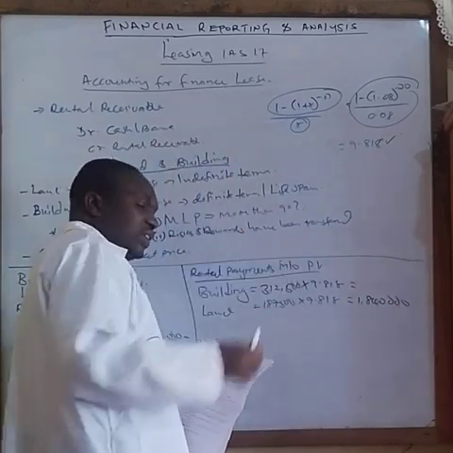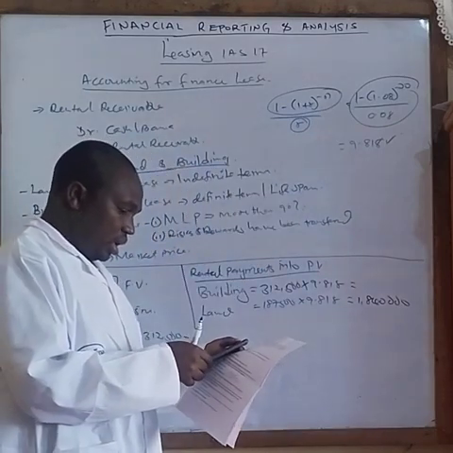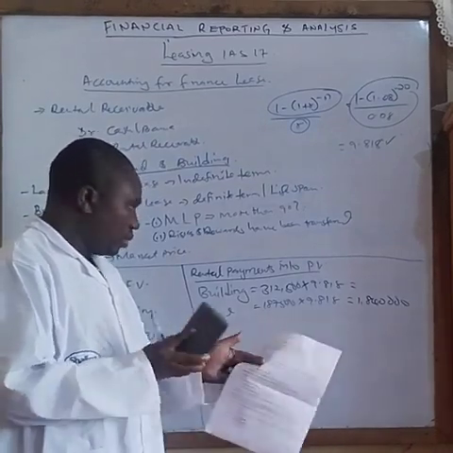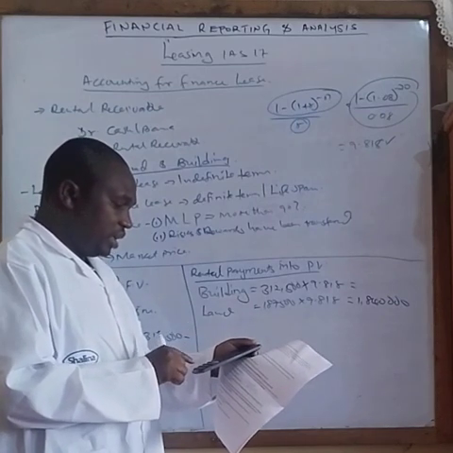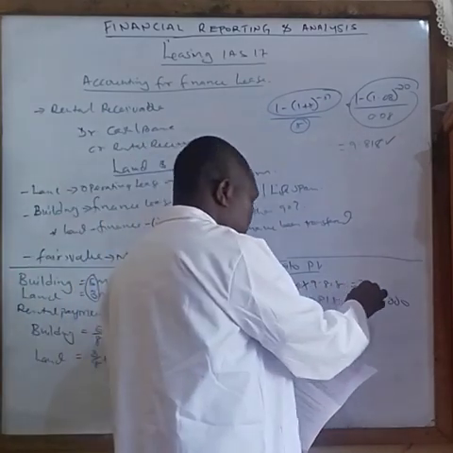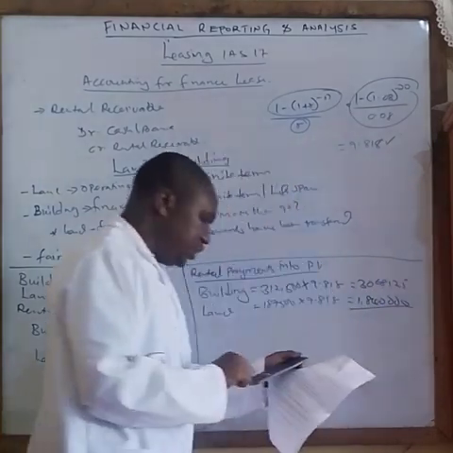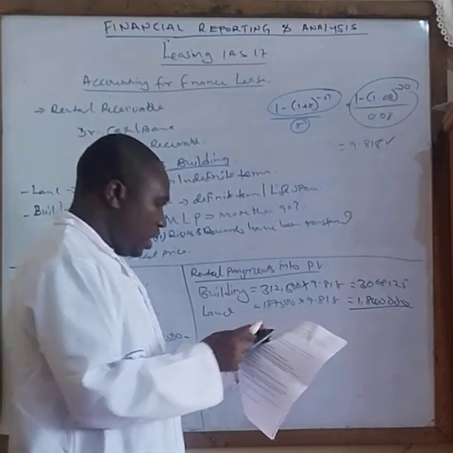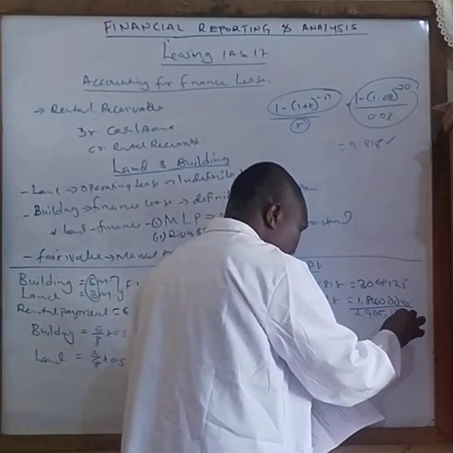Then the building will be the difference now. The building will be 312,500 multiplied by 9.818. So your answer is 3,068,125. You add all what you get plus 1,840,000. So you are getting 4,908,125.